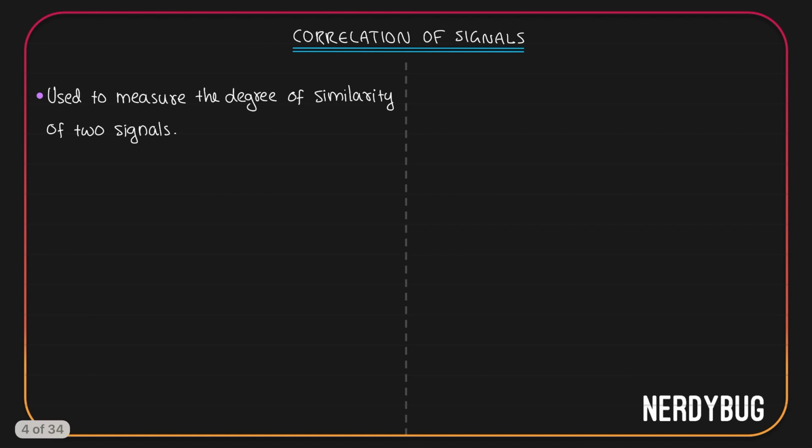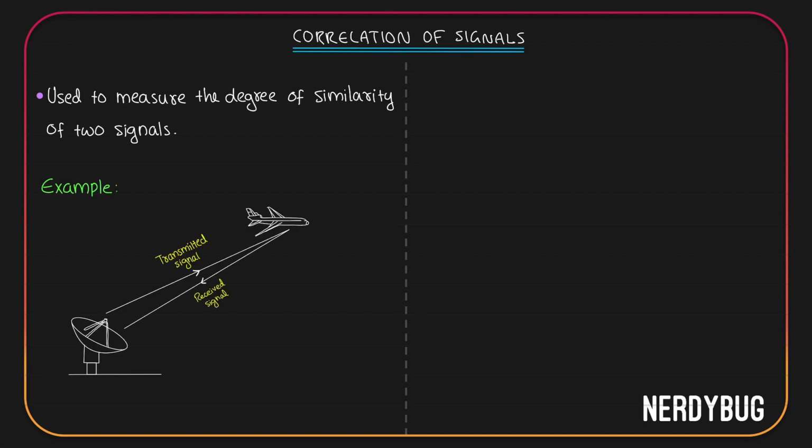First of all, we have to understand what is correlation. Correlation is used to measure the degree of similarity of two signals. If you have two signals, you can use correlation to understand how similar they are to each other. But why do we need to do that? Let me give you a situation where you need to understand how similar two signals are.